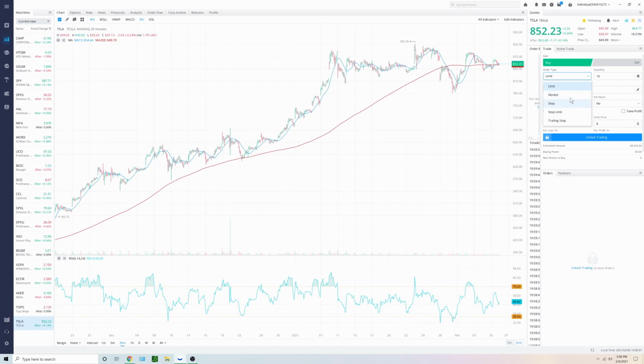So it would be a market order right here. It's going to say all this on the top, market, boom, right away. Let's say I want to buy 10 shares of Tesla. That's going to be $8,500. Great. Boom. Unlock trading, and so on. Do your little password and go for it. All that, boom, done, bought.